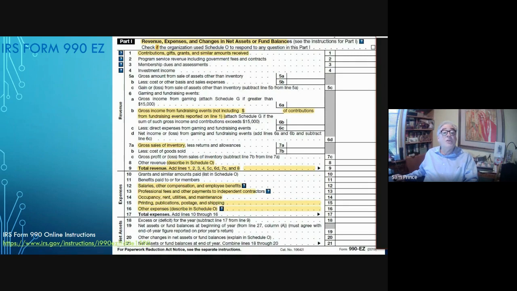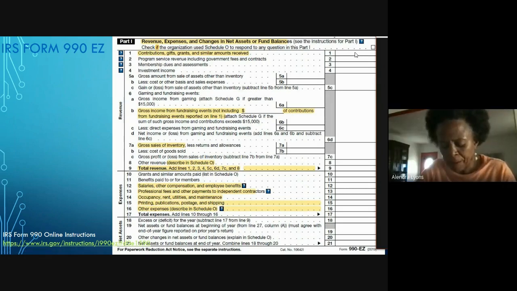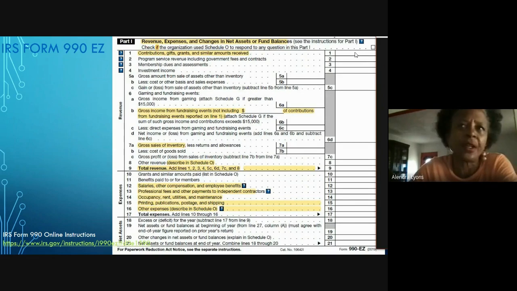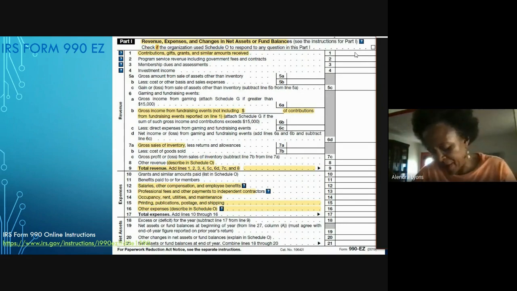Okay. Contributions, gifts, grants, and similar amounts received. That's where that would go. Oh, okay. I was thinking about if I needed to use the appraisal district, just what they said the market value was.